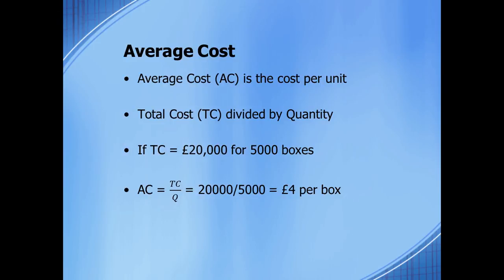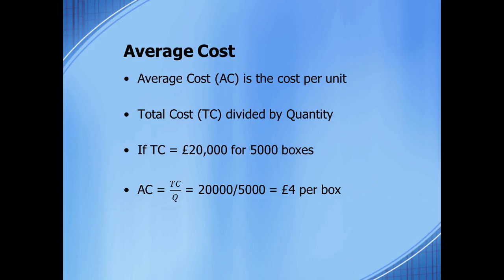If we consider the average cost, this is the cost per unit, so the total cost divided by the quantity. The previous example had a variable cost of £2 per box. It's easy just to say the cost is £2 for variable cost, but that doesn't take account of the fixed cost. So total cost is £20,000 for 5,000 boxes. Then you would say the average cost is the total cost of 20,000 divided by the 5,000, equals £4 a box, and that's the average cost.